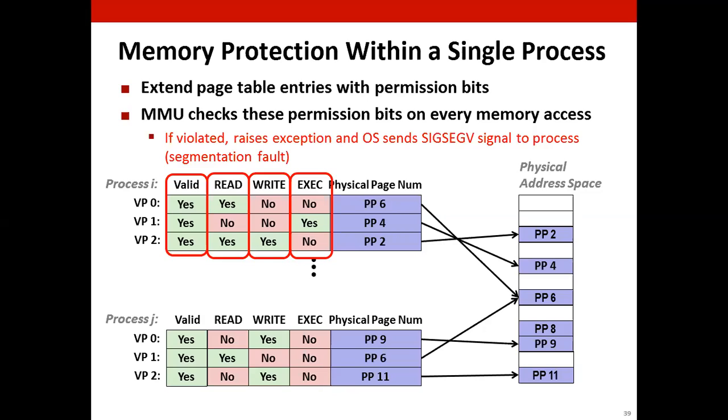Do we have a write or an execute permission for this physical address? And if it's not allowed, then the operating system raises a segmentation fault exception, and the program crashes with an error signal. Okay, so that's how we implement protection of various forms.